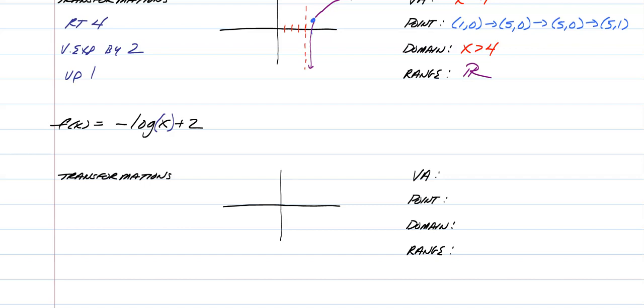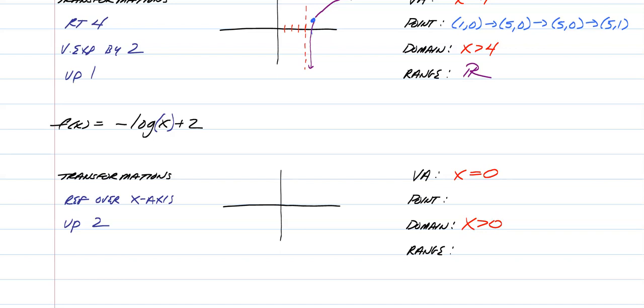Now we just work left to right on the outside. The first thing that happened is we reflected over the x-axis, which may change y values, and then we go up 2. For our vertical asymptote, a reflection does nothing, and shifting up 2 does nothing either, because the vertical asymptote is x equals, and nothing happened to the x. So it's still x equals 0, which means your domain is x is greater than 0.